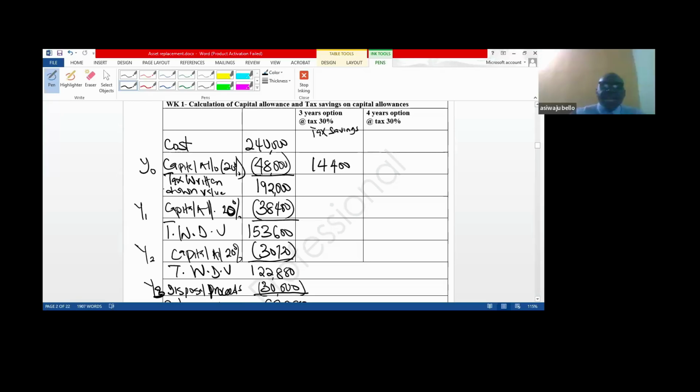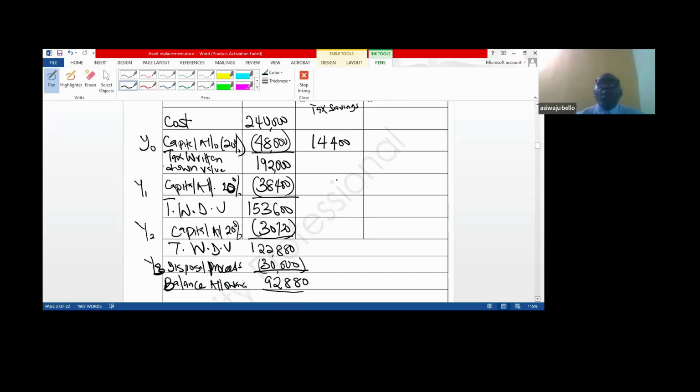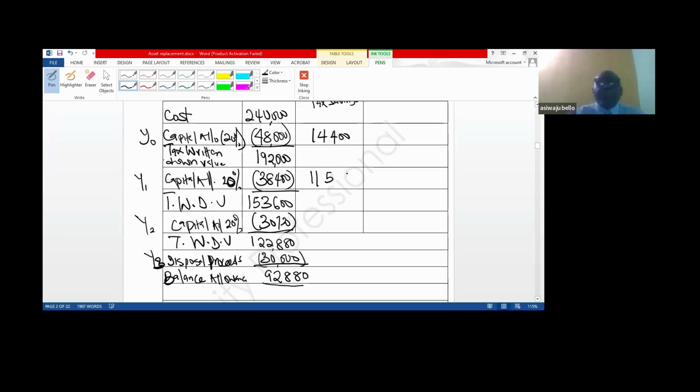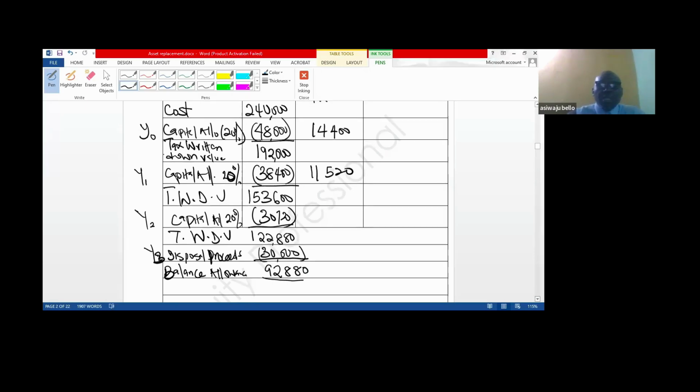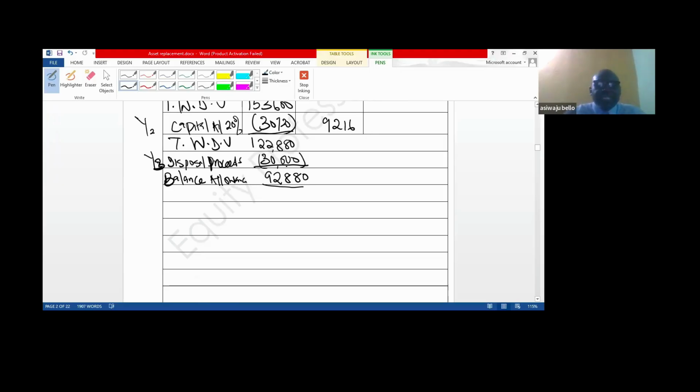For year 1, the capital allowance times the tax rate gives 11,520. For year 2, the capital allowance is 30,720 multiplied by tax rate. That will give me 9,216. For year 3, the balancing allowance, 92,880 multiplied by the tax rate, will give us 27,864. That is the tax relief if the machine is replaced after 3 years.